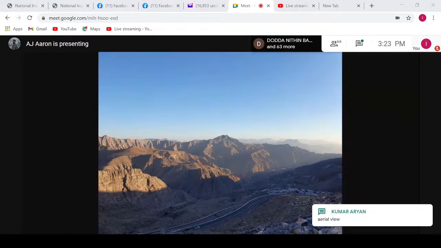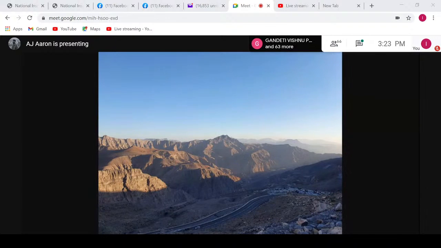Layers. Yeah, that is very right. We can see some foreground. We have a road in the midground. Then we have mountains in the background. Correct. Layers is one thing. Aerial view, yes. What else?